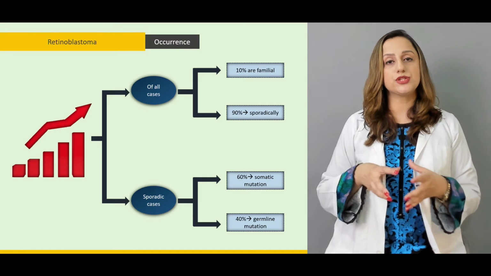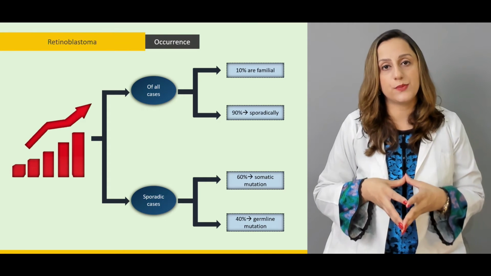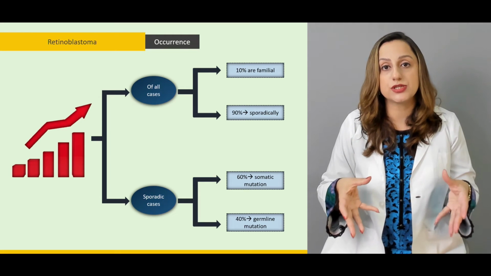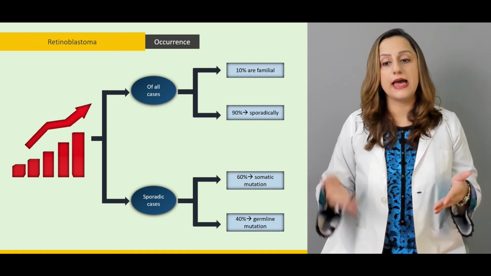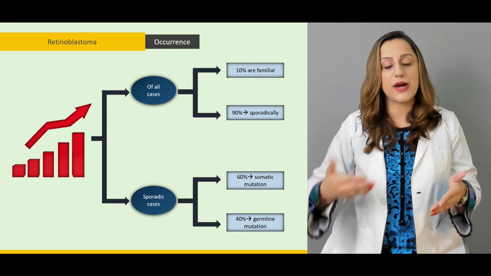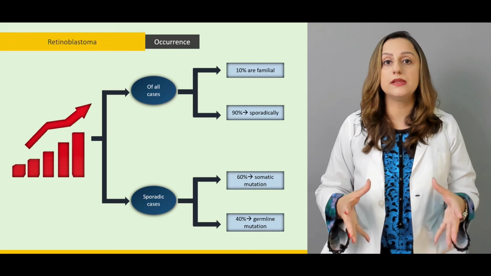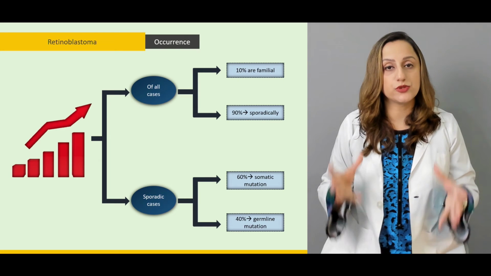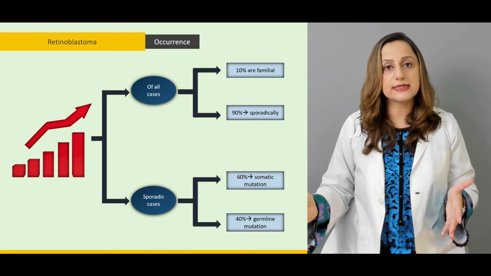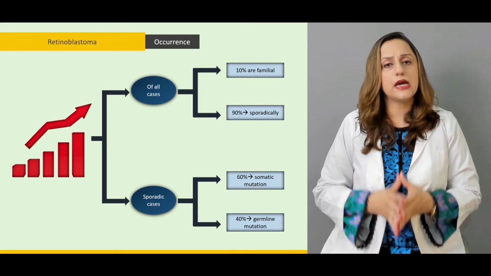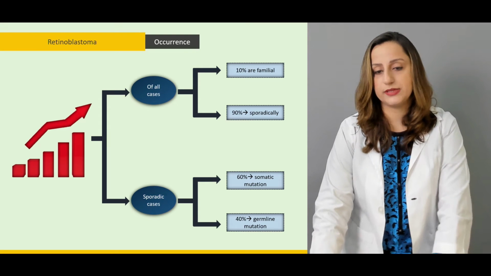So the germline mutations would usually be a primary retinoblastoma condition. Usually it is a unilateral condition that is arising in these patients. And these 60% of patients who have somatic mutations would have a multiple syndromic condition, involving the central nervous system, the skin, and even other systems of the body as well.